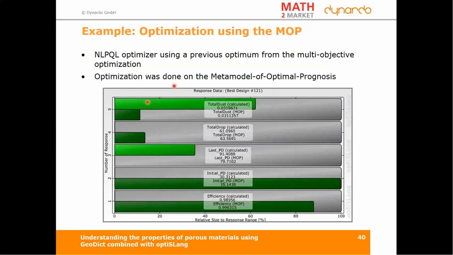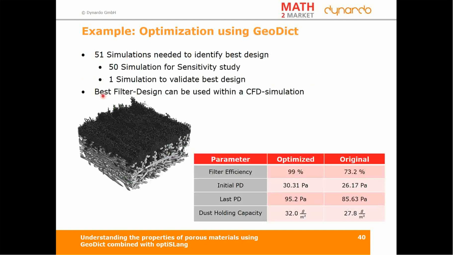When we stay with these values, we can compare these optimized and the original simulation results, and we see that within these 51 simulations we needed, so we needed 50 for the sensitivity study and one design for the validation, we achieved to improve the design. And now we could go on and use this design within a CFD simulation or within another simulation.